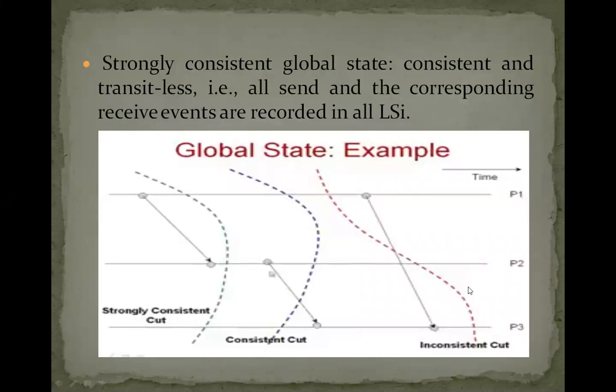And this is inconsistent. How is it inconsistent? Because at this moment of time, we have no recording of sending a message. And at this moment of time, it has been received. So at this time, the process P3 will be showing that it has received a message. And the message which has been received is not recorded as the sending event of the process P1. So that is why this is inconsistent.